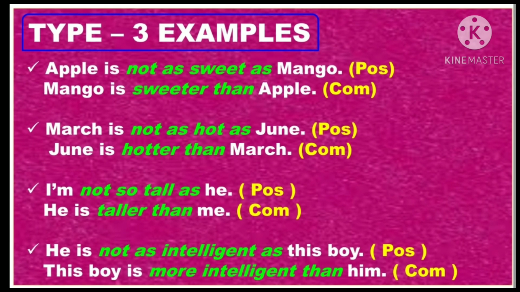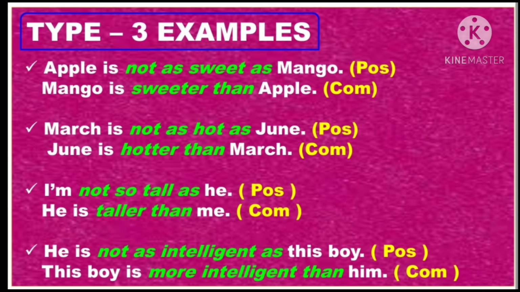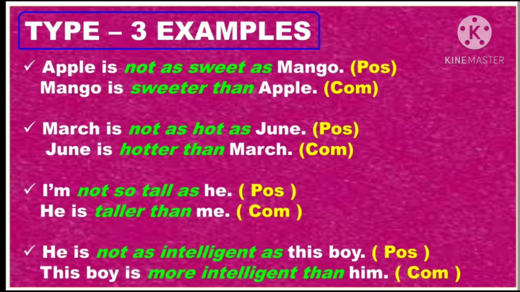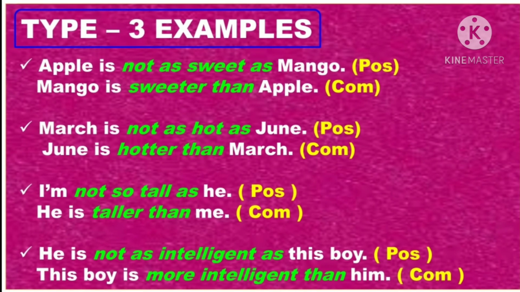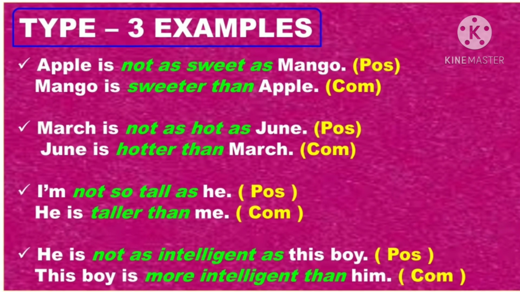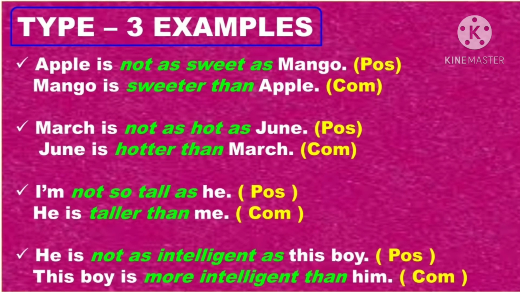And look at the last example. He is not as intelligent as this boy. So that is in the positive degree. So when it goes to comparative, this boy is more intelligent than him.